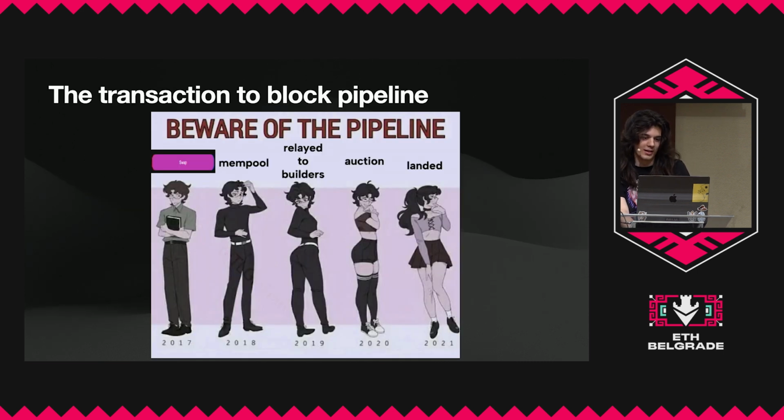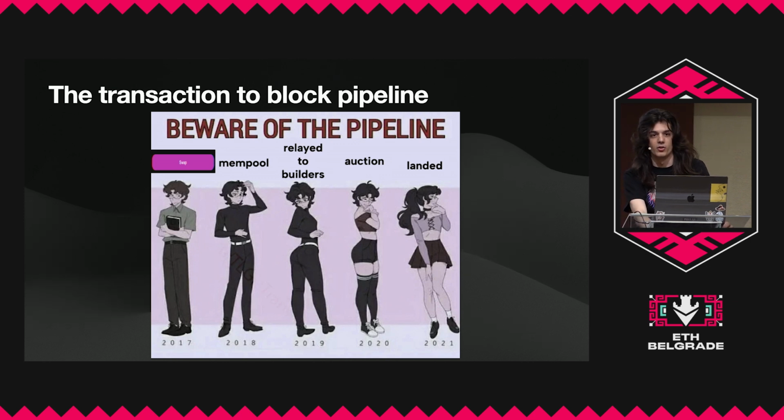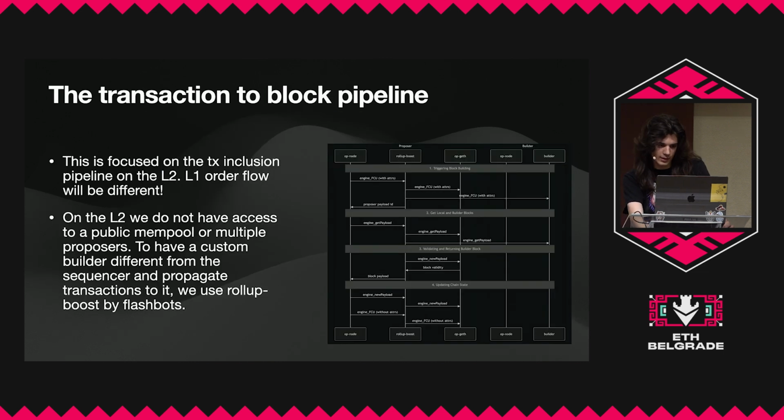To understand how transactions land on the blockchain, we have to understand what the flow from sending the transaction to getting it onto the blockchain looks like. We have a funny meme explaining the life cycle of a transaction on mainnet. On Uniswap, you would click the swap button. This gets sent to the mempool, then relayed to the builders, and the builders compete in a builder auction for extracting the most MEV, and it finally lands on mainnet.